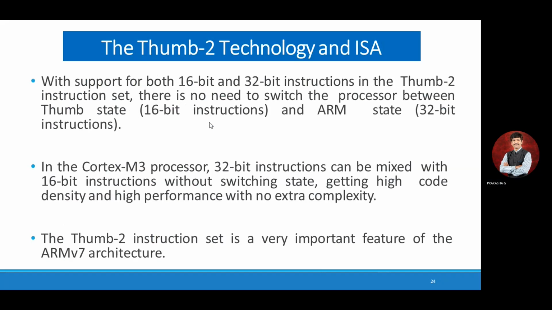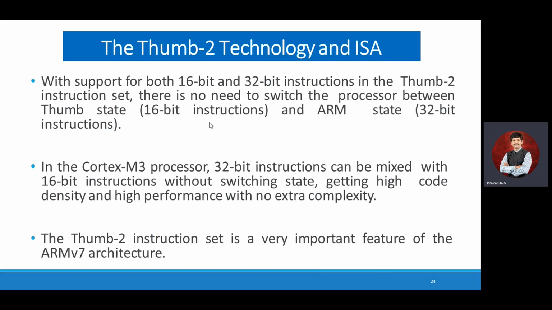With the support of both 16-bit and 32-bit instructions in the Thumb2 instruction set, there is no need to switch the processor between the Thumb state and ARM state, because Thumb itself can support both 32-bit and 16-bit. I can perform the 32-bit operation using the Thumb2 instruction set itself, and I can perform the 16-bit also. A single person can take two different subjects. There is no need for two different persons to take two different subjects. The same person can take both subjects depending on the requirement. He can take the third semester, he can take the fifth semester.